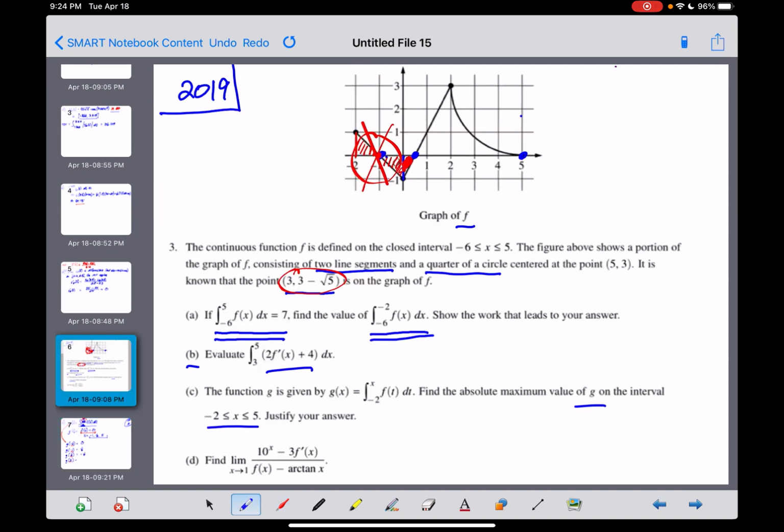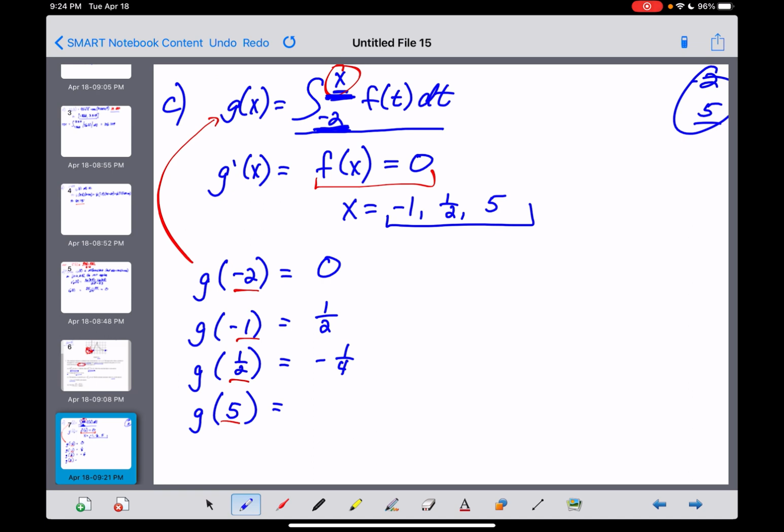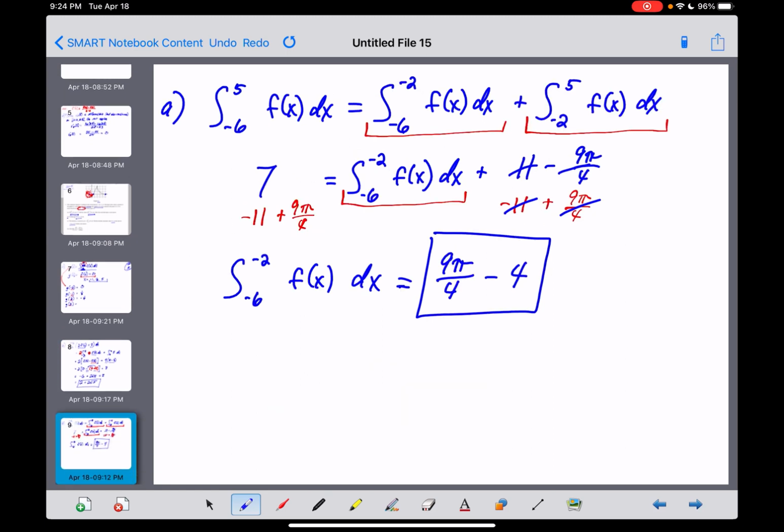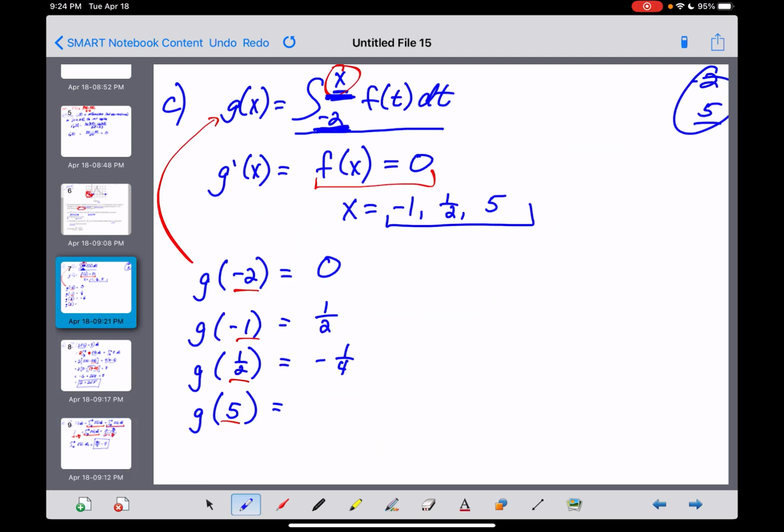Oh, and the value of g of 5 is what I think I had before as well. G of 5 would be the integral from negative 2 all the way to 5, which we did. Wait a minute, I had it right here. The integral from negative 2 to 5 was 11 minus 9 pi over 4. Got it. And here's where we're at now, guys. We have to determine which of these 4 y values is the absolute minimum.